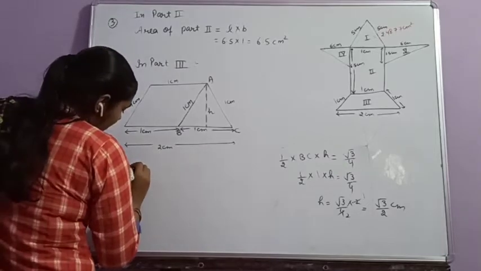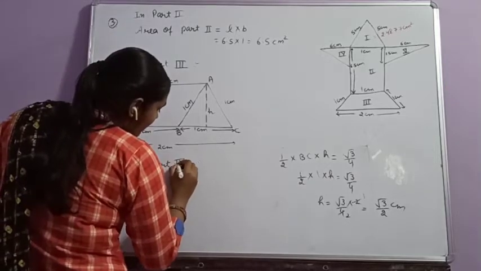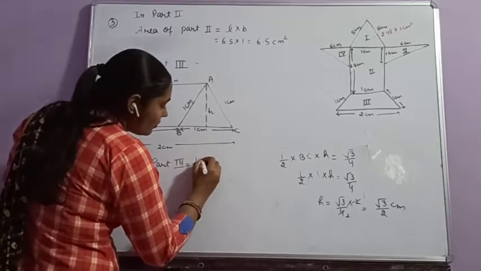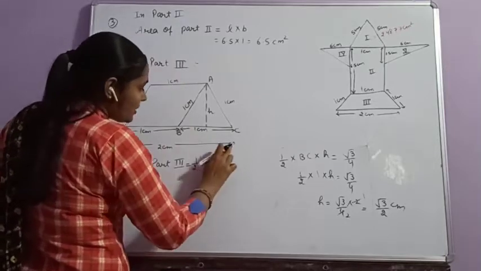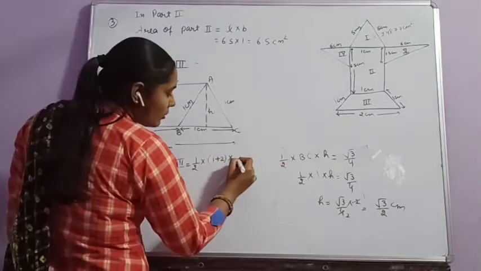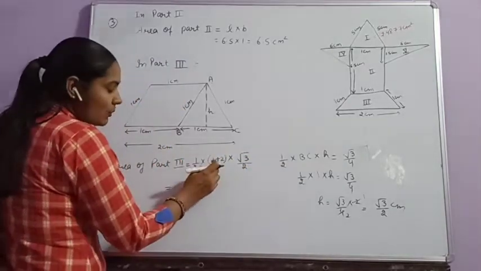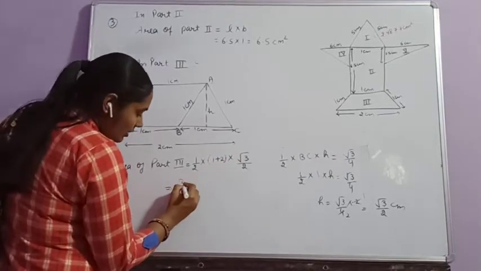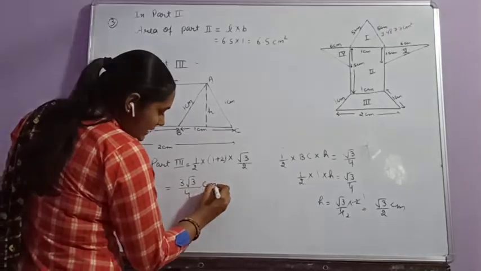Area of part 3 is equal to 1 by 2 into the sum of parallel sides, that is 1 plus 2, multiplied with the height. Height is equal to square root of 3 divided by 2. That will be (2 plus 1) times root 3 divided by 4, that is 3 root 3 divided by 4 square centimeter.